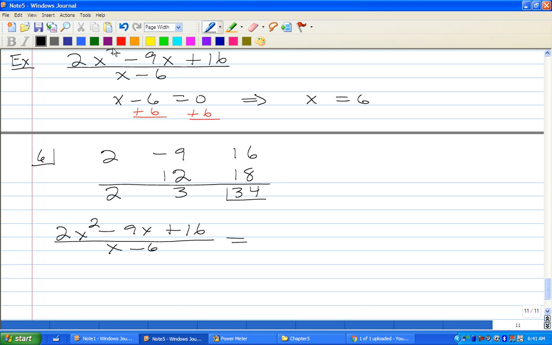notice I started with an x squared. I divided by x. So my result will be a polynomial of degree 1. So this is the coefficient for x, 2x. This is the other coefficient, 3. And this is my remainder, 34 over x minus 6. And that is my result.